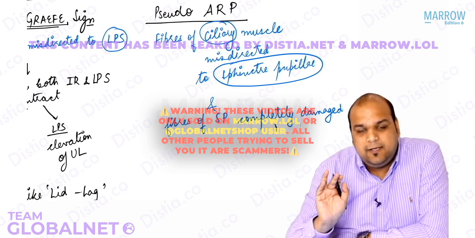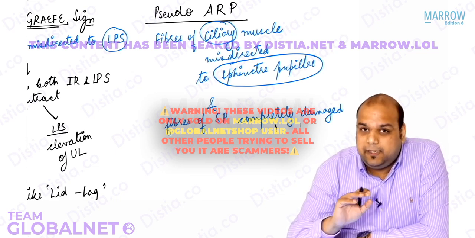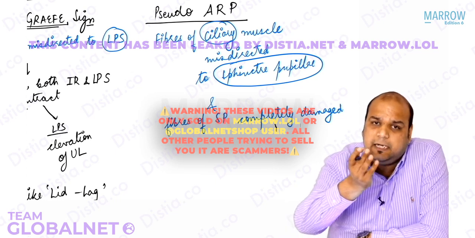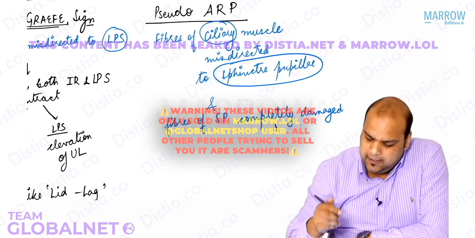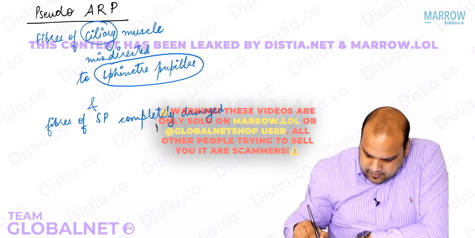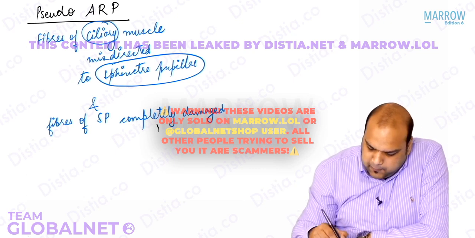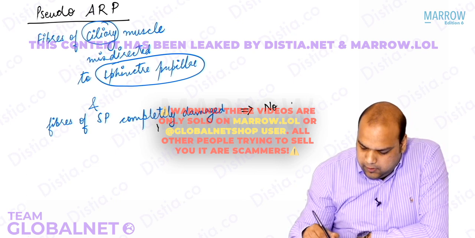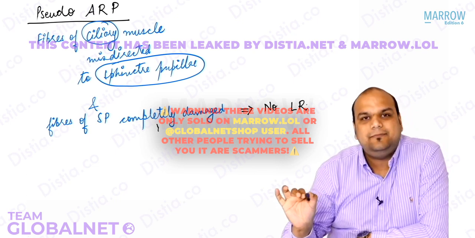Are we clear? So we are saying the fibers to sphincter pupillae are completely damaged, and on regeneration the fibers to ciliary muscle instead start also going to the sphincter pupillae. So now two things occur due to this, everybody. What are the two things which will occur? Because the fibers of sphincter pupillae are completely damaged, there is no light reflex.